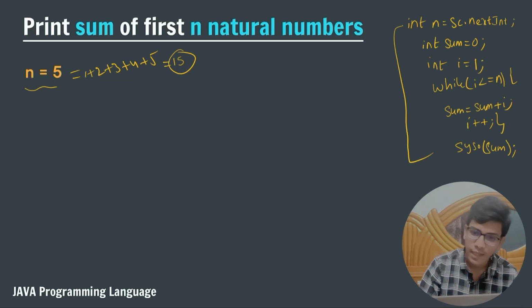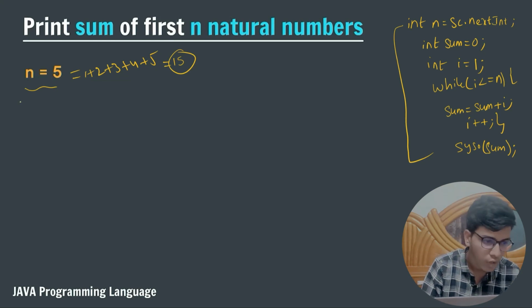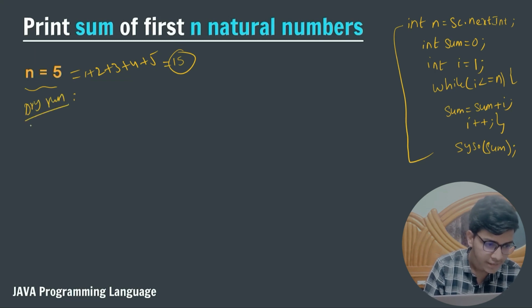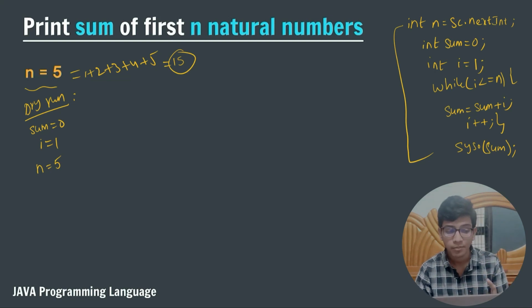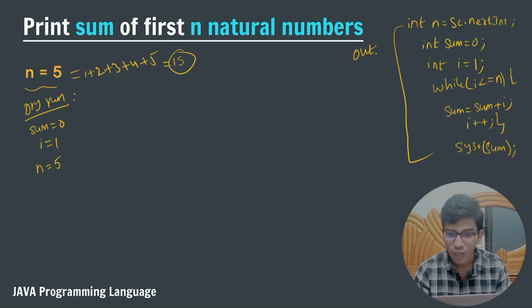Let us first of all dry run this. By doing a dry run, we can understand what are the things going on in our code. So first of all, let us dry run this. Initially sum is equals to 0 and i is equals to 1 and n value is 5. So we have to print the sum of natural numbers up to n is equals to 5. So we know already the output will be 15. So let us consider that this is our output screen.